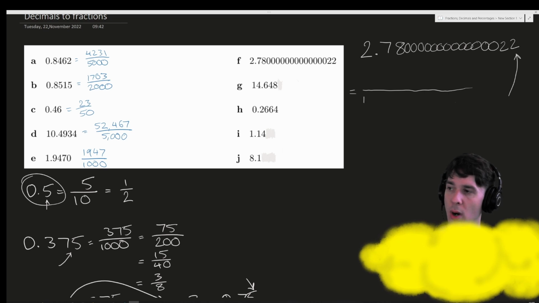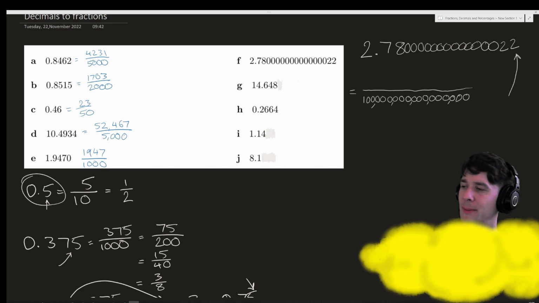So let's see: 1, 10, 100, 1,000, 10,000, 100,000, 1 million, 10 million, 100 million, 1 billion, 10 billion, 100 billion, 1 trillion, 10 trillion, 100 trillion, 1 quadrillion, 10 quadrillion, 100 quadrillion. And if we put in commas, it makes it a little bit easier to read our number. Hold on. Oh, that last comma's in the wrong place. That's why. See, commas make it easier to check what you're doing.